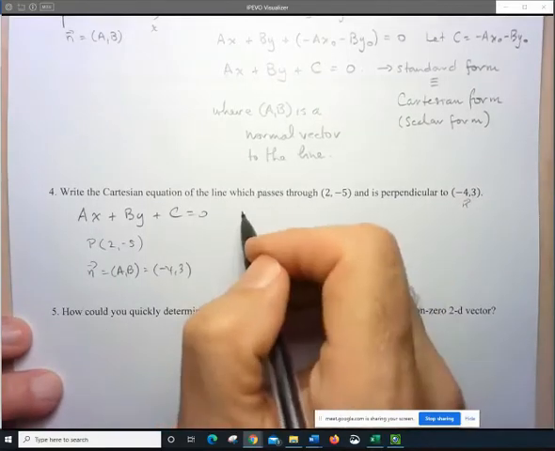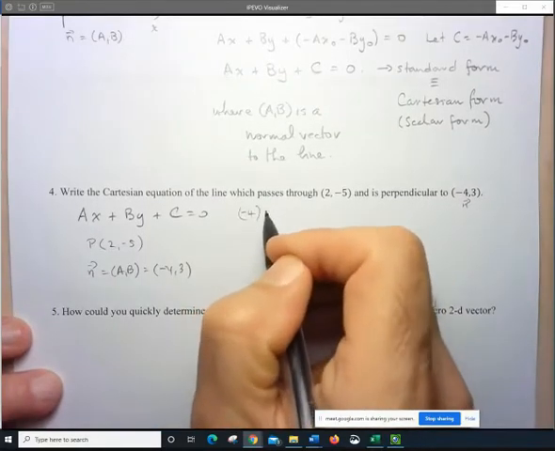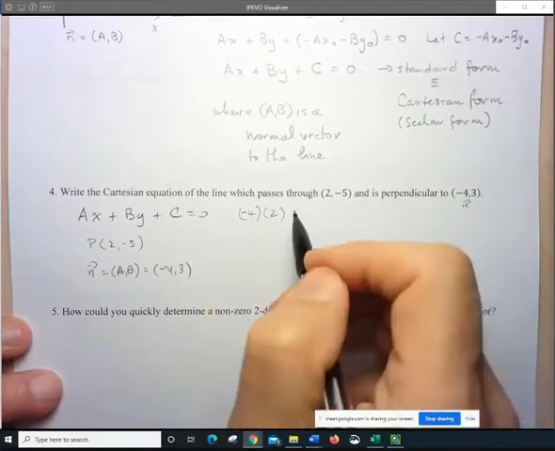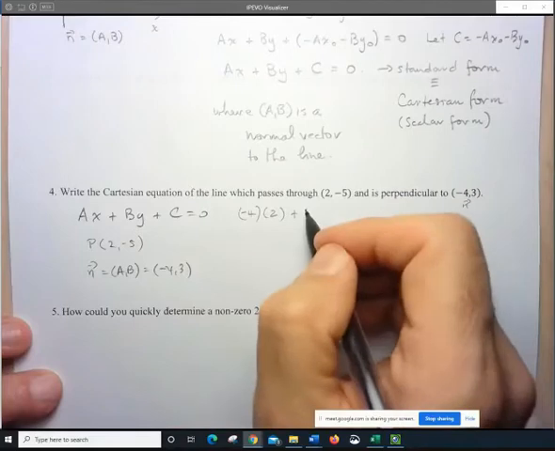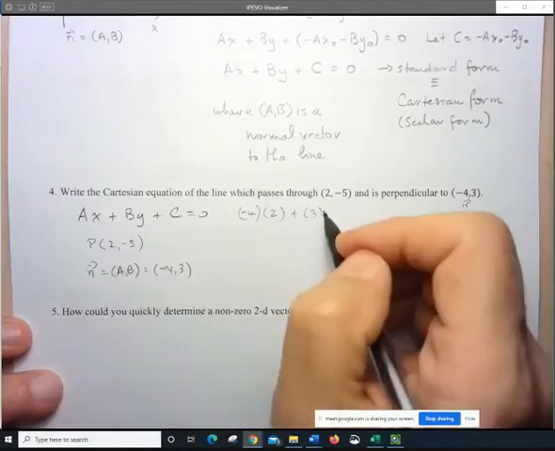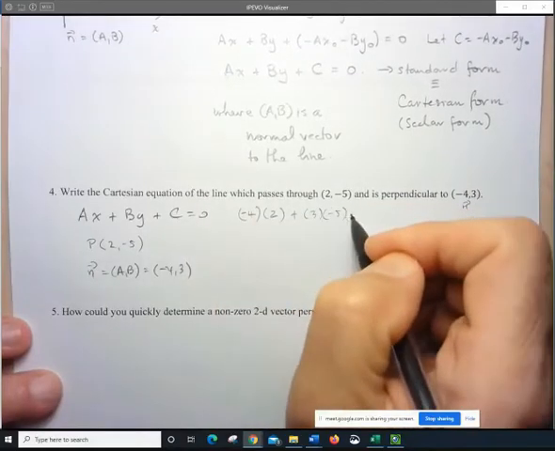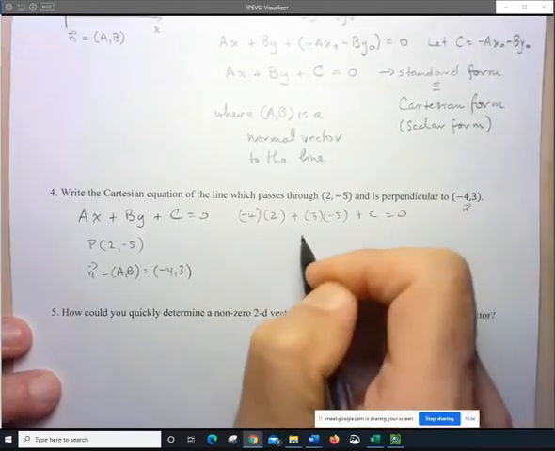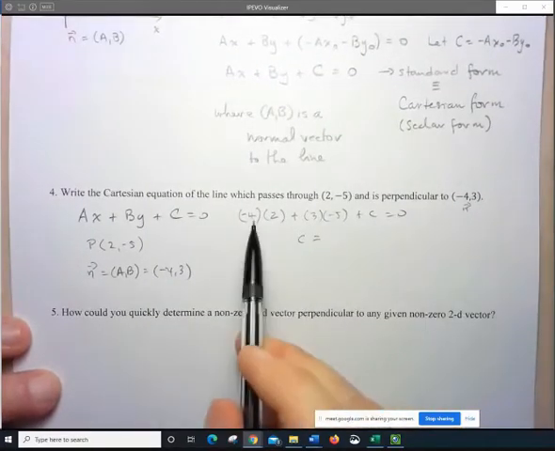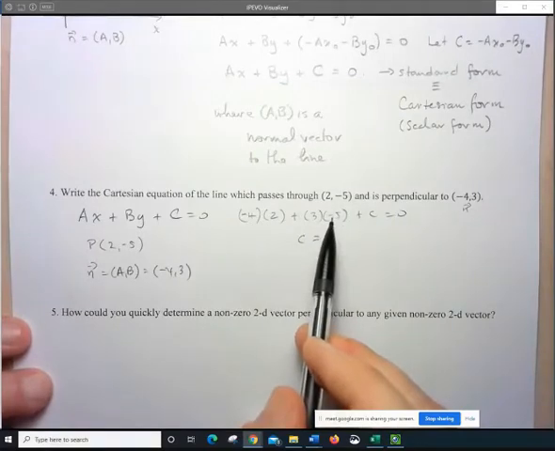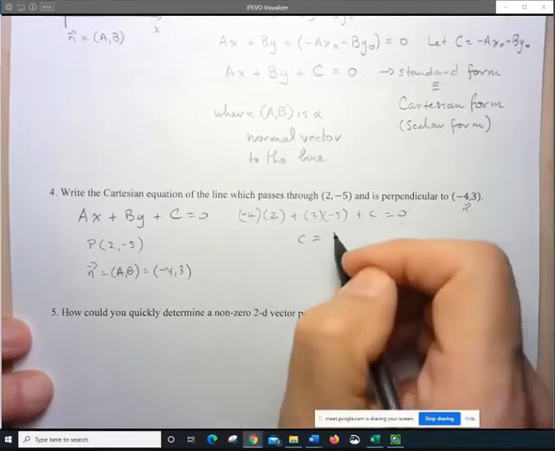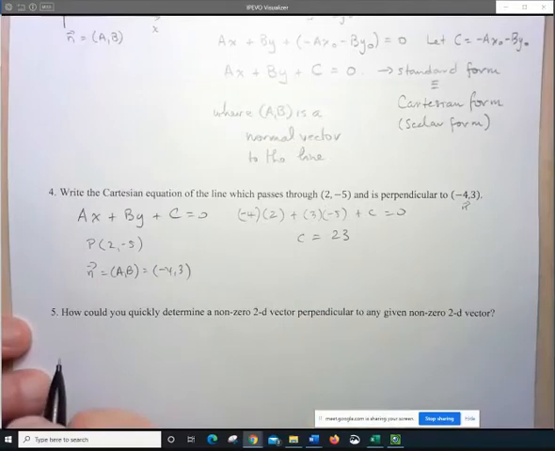Okay, so here we have -4 times the x value is 2, plus the b value there is 3 times the y value there is -5 plus c is equal to. So c is just equal to. So what do we have? We have -8 minus 15. So that's -23. Bring that to the other side. C is equal to 23.